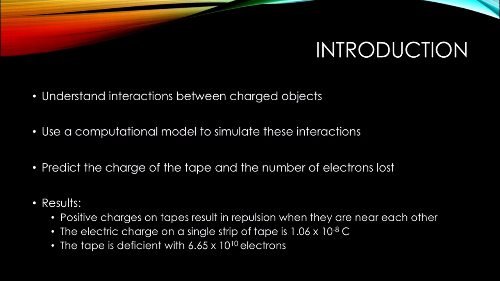Briefly touching on the results of this experiment, positive charges on tapes resulted in repulsion when they are near each other. Second, the electric charge of a single strip of tape was found to be 1.06 times 10 to the negative 8 coulombs. And finally, the tape was deficient by 6.65 times 10 to the 10 electrons.